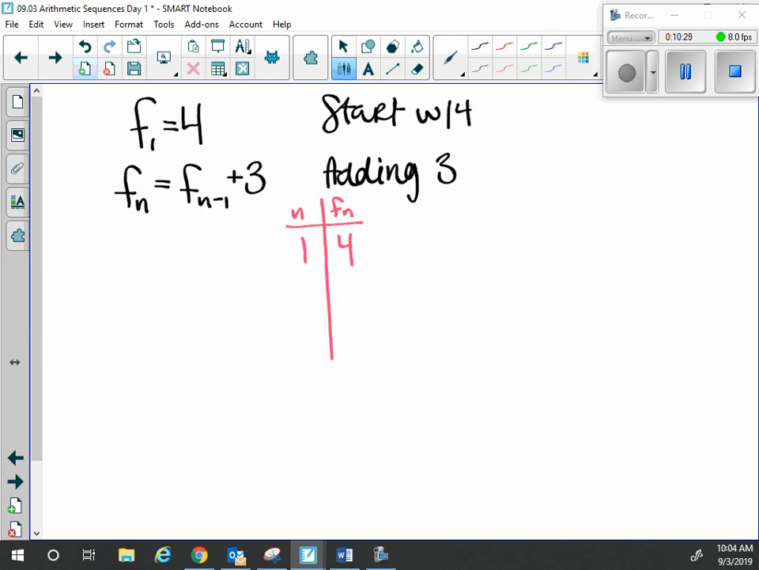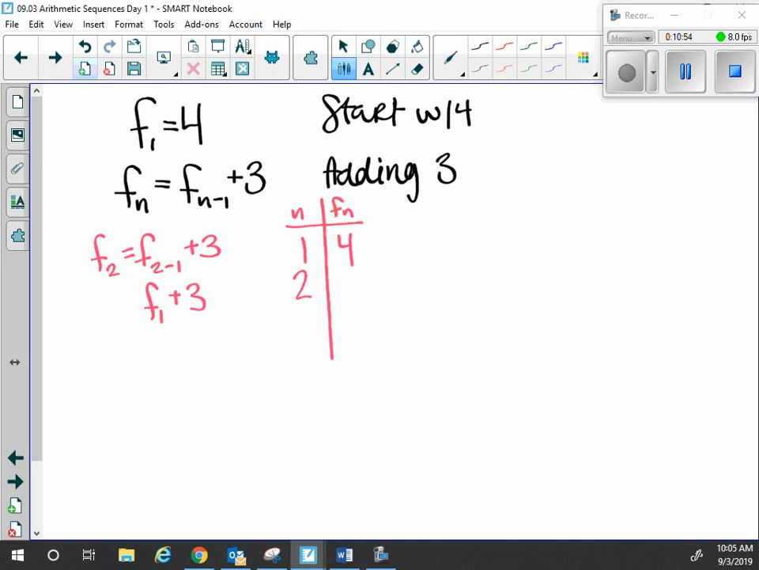So f of n, f of 1 is 4. If I'm trying to find my second term, what would n be? 2, right? N would be 2. So I'm trying to find my second term. So what's 2 minus 1? 1.